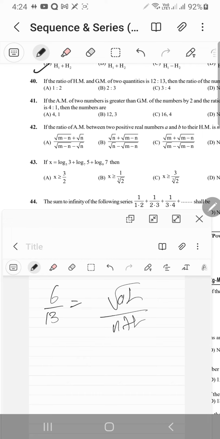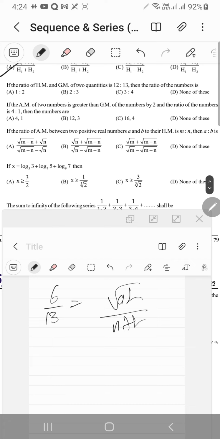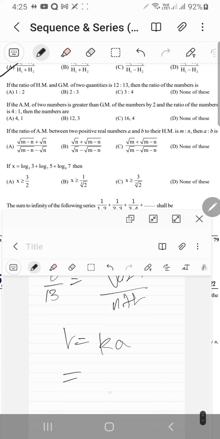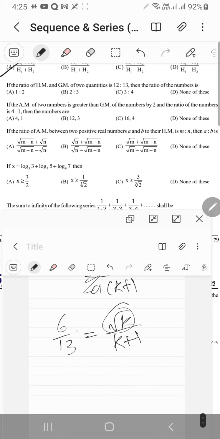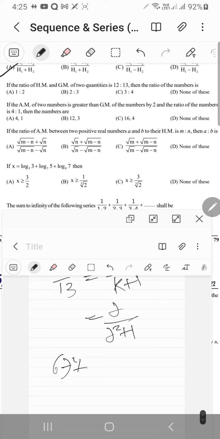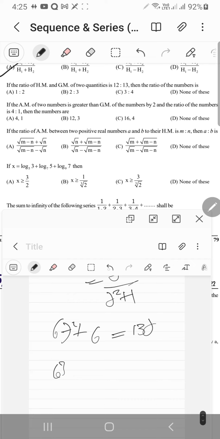Maybe it's not good to square this right away. What do you want? You just want the ratio of these two numbers, right? So let's just say b is k times a, and putting that substitution, you can get this as square root k upon (k plus 1), right? This expression, and that would mean 6 upon 13 is square root of k upon k plus 1. Now let's just say that square root of k is t, so this will be t upon t squared plus 1, and now we are ready to solve. So 6 (t squared plus 1) equals 13t. 6t squared minus 13t plus 6 equals 0.